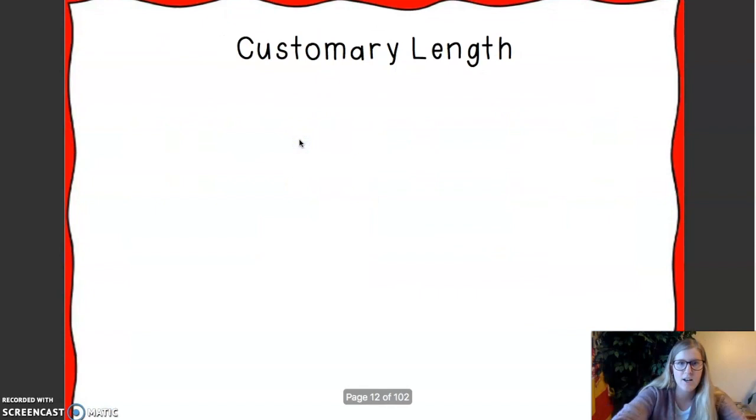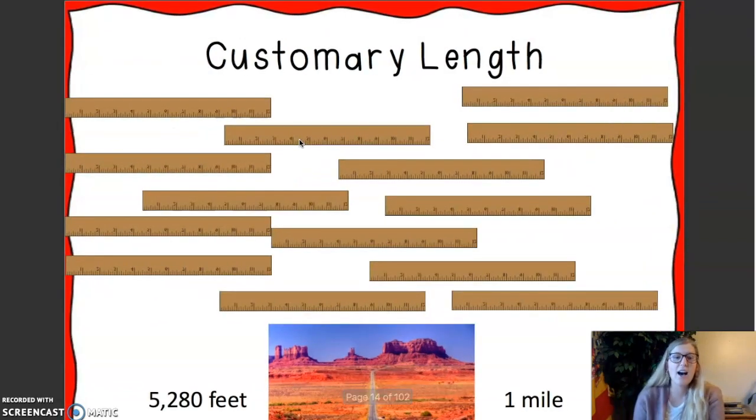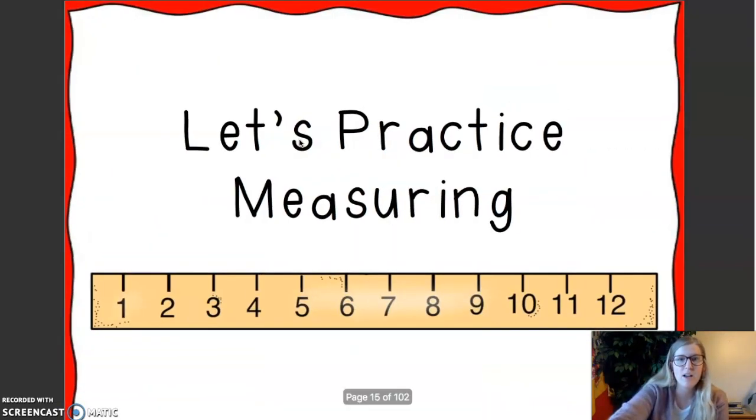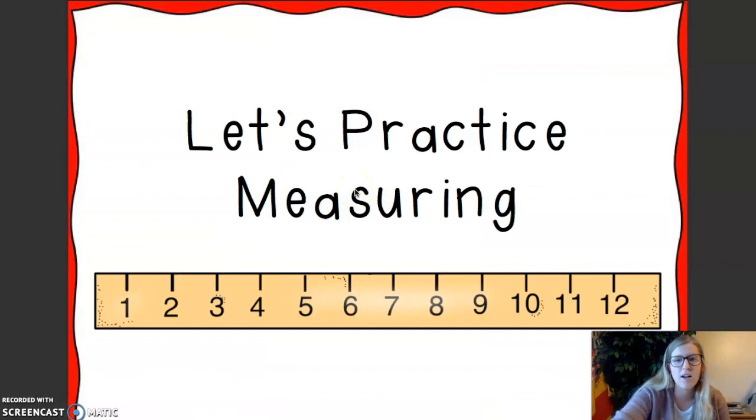All right. Customary length. 1 foot, 2 feet, 3 feet. 3 feet equals 1 yard. Just so you know, remember that 3 feet equals 1 yard. You might want to write that down. Okay, you might want to write this one down as well. 5,280 feet equals 1 mile. 5,280 feet equals 1 mile. 1 yard equals 3 feet. One other that for some reason I didn't get included here is that 1 ton equals, oh, tons. That's because we're not doing tons yet. That's embarrassing. Those are the ones you need to know.